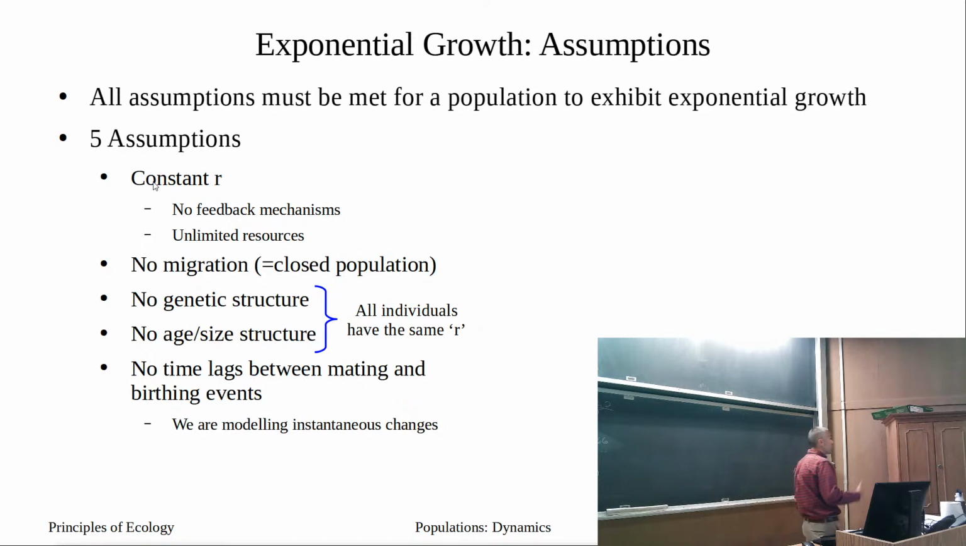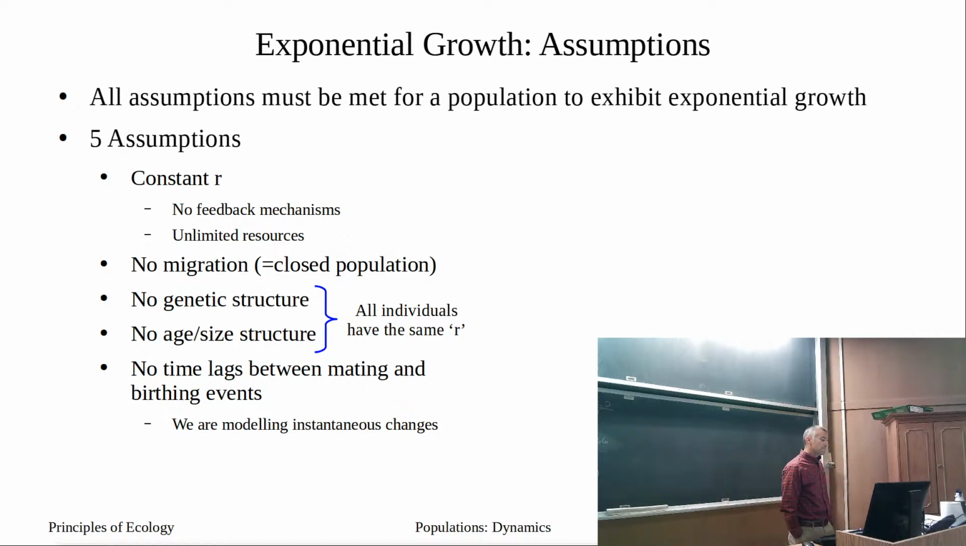Number 2, no migration. We already made that assumption. We said that the first thing we're going to do is assume that net migration is 0. So with no migration, we can say it's a closed population. We defined that term in the mark recapture lab, right? A closed population is a population that doesn't have any migration in it.